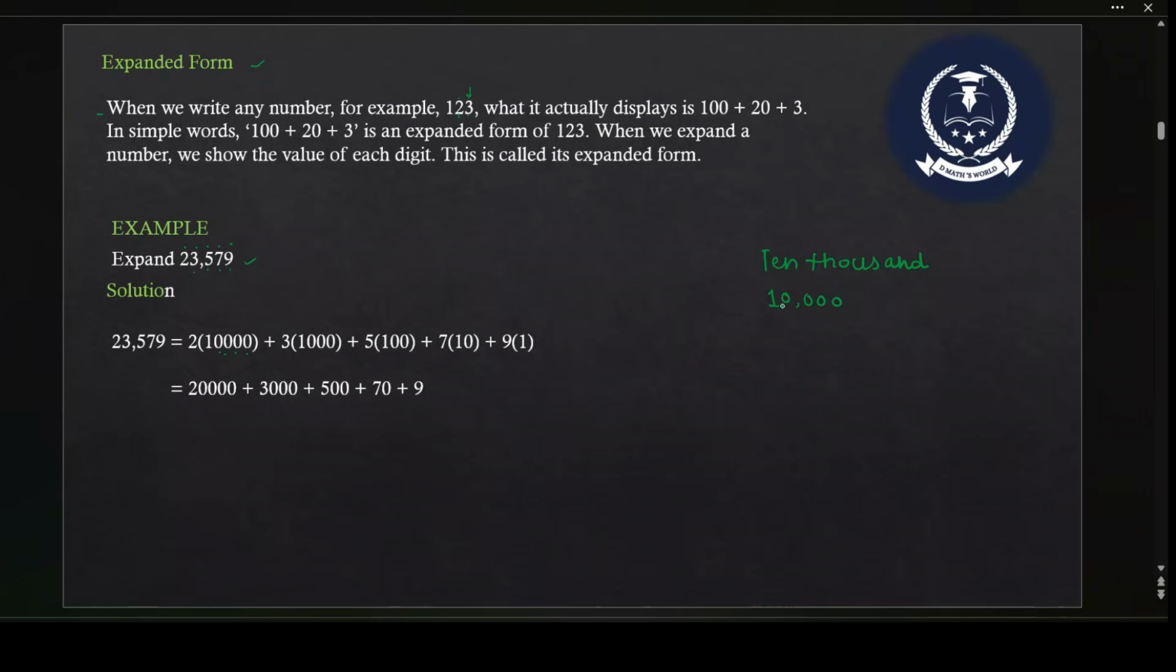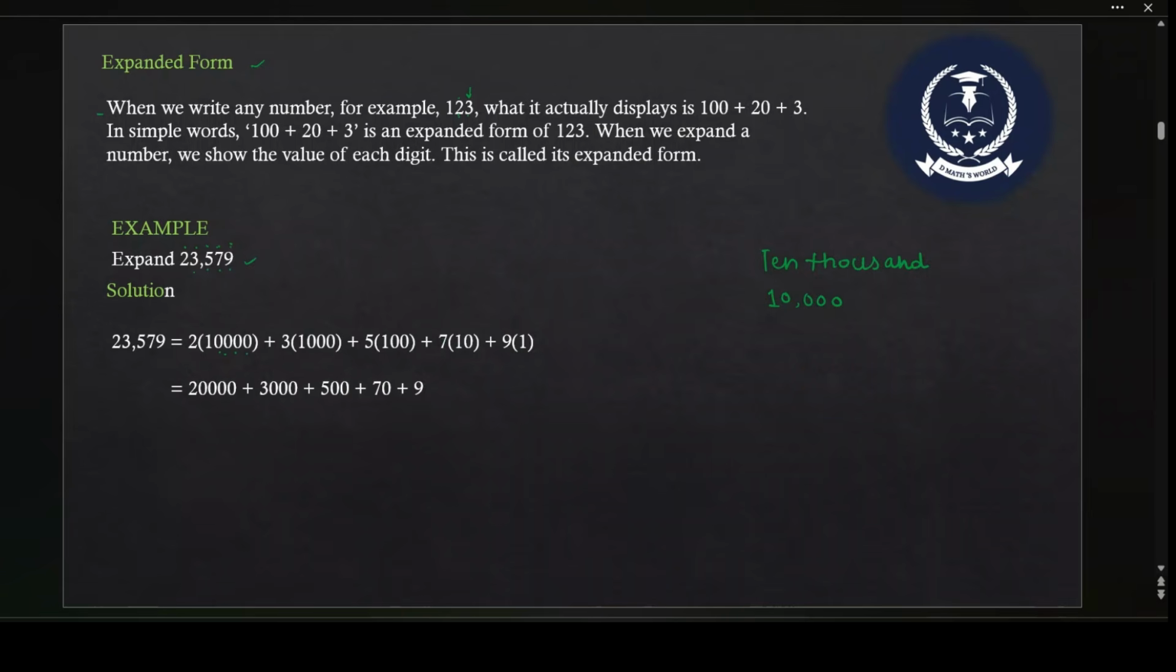Okay, so look here, the 4 zeros. In the place of 10,000, it would be 2. So 2 times 10,000 plus 3 times 1,000. The places are 1, 10, 100, 1,000. So I'll just write it down: 3 times 1,000 plus 5 times 100 plus 7 times 10 plus 9 times 1.